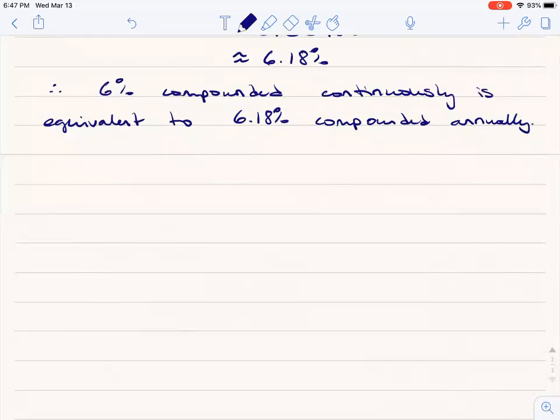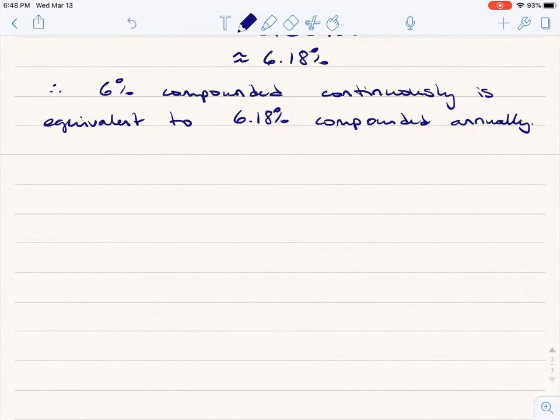Let's talk about equivalent interest rates. So equivalent interest rates, that's what we've been doing here. But what we've been doing is the special case where we go from some frequency to a frequency of 1, right? So we've just moved to a frequency of 1. Now we want to be able to move from some frequency F1 to some other frequency F2.